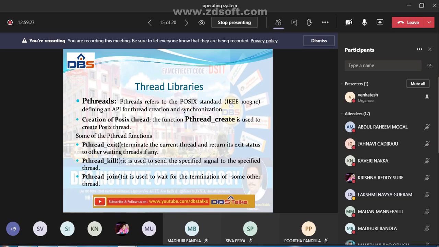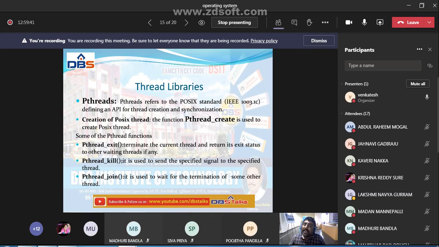Here, majorly in the POSIX pthread library, we are going to use some functions such as pthread_create, pthread_exit, pthread_kill, and pthread_join. How we create a POSIX thread is by using the function called pthread_create. By using this function we create the thread. Let's see what is meant by pthread_exit.